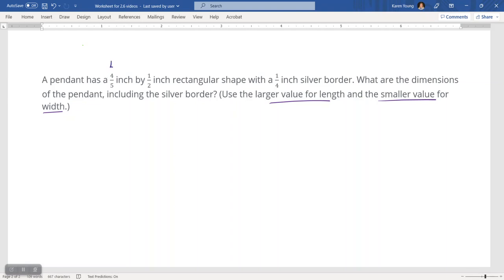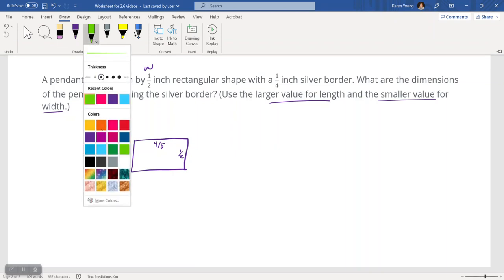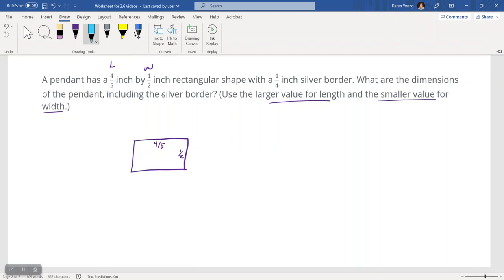So this would be my length. 1/2 would be my width. So I'm going to draw out a pennant, and this is not drawn to size. So my length is 4/5. My width is 1/2. And it says that I have a 1/4 inch silver border.